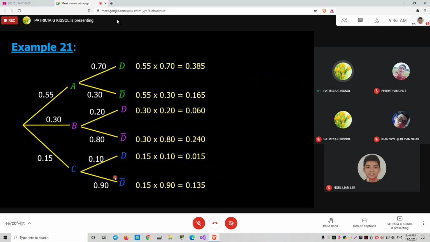Right, so what I've listed here are all the joint probabilities, 0.55 times 0.70. You can see each branch has its joint probability. Now the question is asking, what is the probability of Alice given that it is broken? Based on what we've learned before, that is conditional probability.